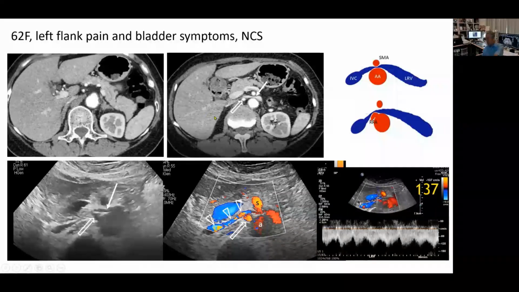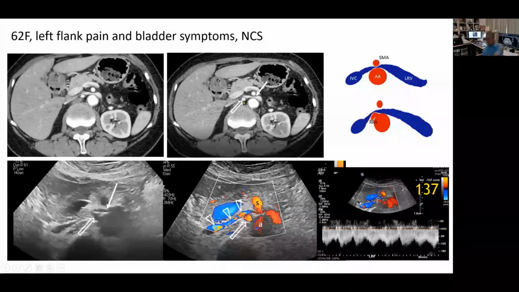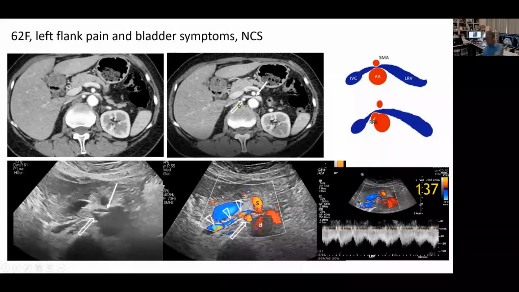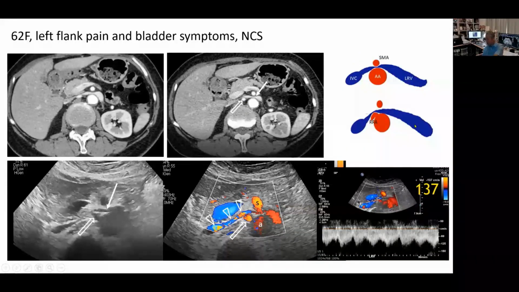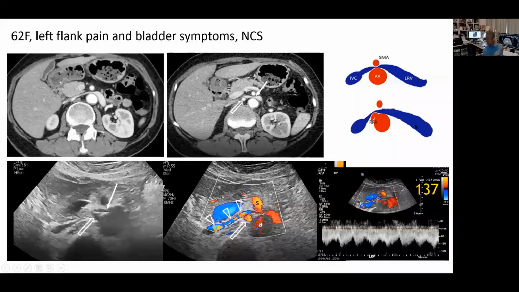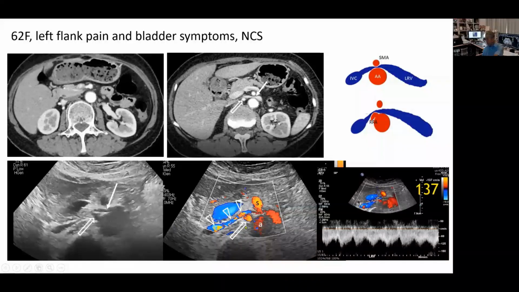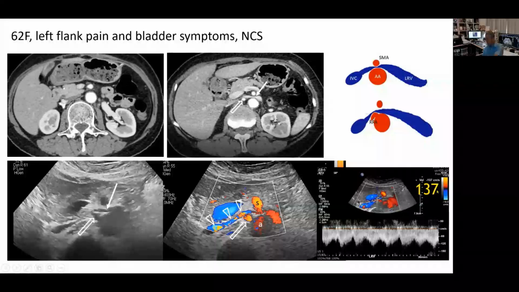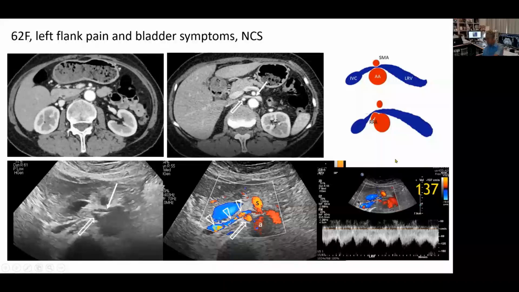CT images show compression of the left renal vein between the aorta and superior mesenteric artery, and also the left renal vein is compressed posteriorly by the right renal artery, so combined type 1 and type 2 Nutcracker phenomenon. These findings are the same as we see in ultrasound, but flow velocity information at Doppler ultrasound is a unique advantage of ultrasound over CT.